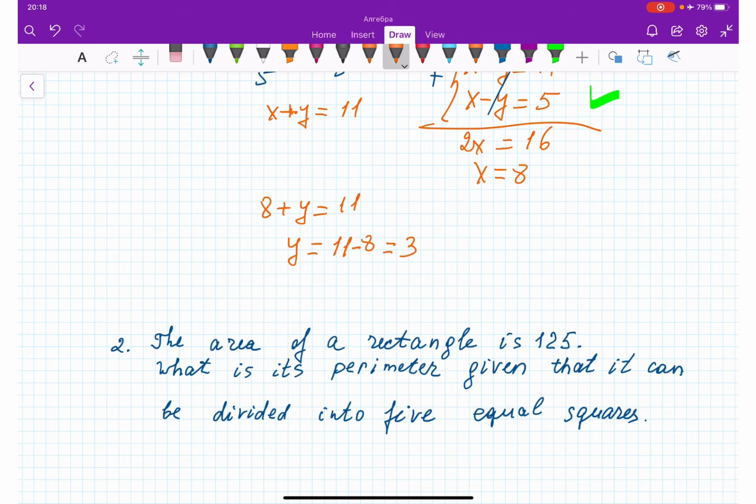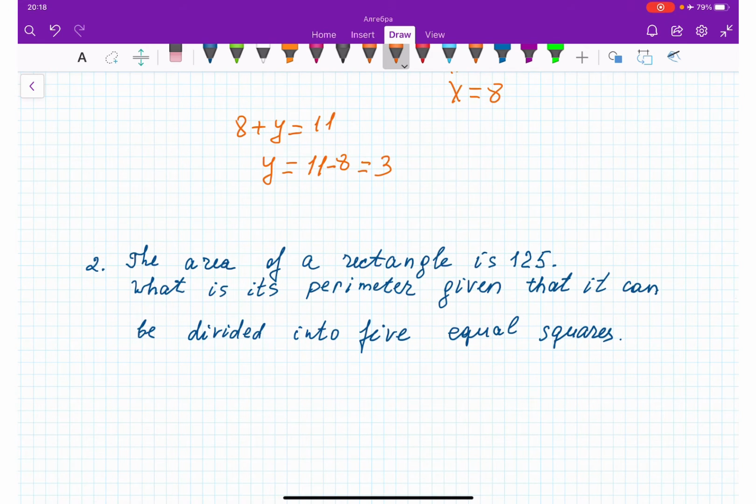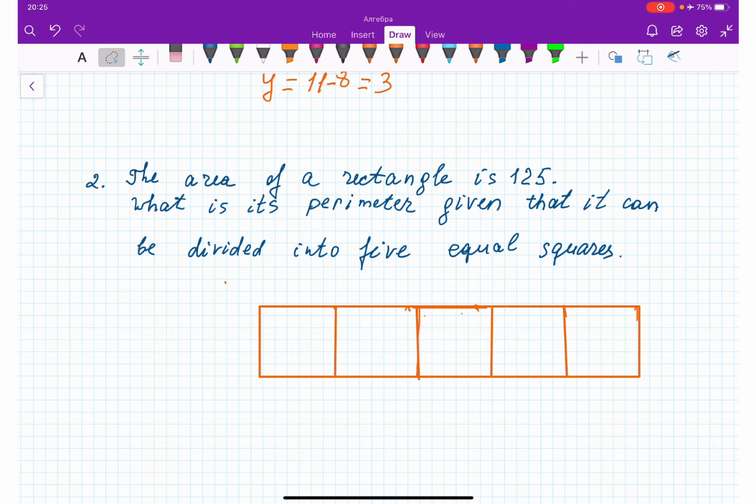Next one. The area of a rectangle is 125. What is its perimeter, given that it can be divided into 5 equal squares? Okay. We have a rectangle. So I prepared up front a rectangle with area 125, whatever measurement is squared. And this is area. And we divide it into 5 equal squares. So this is supposed to be a square, approximately. So 5 equal squares, and we need to find the perimeter.